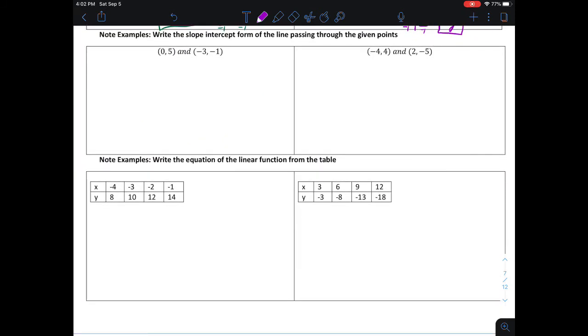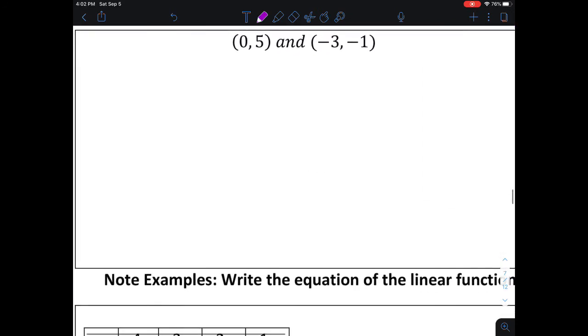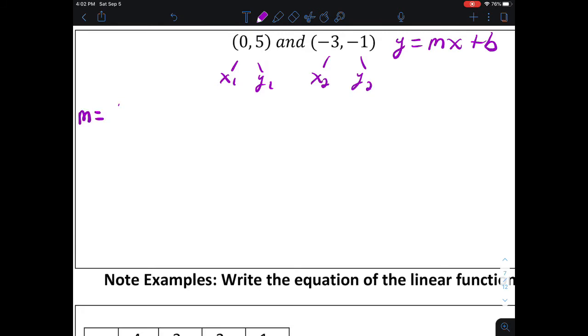Now, let's write the slope-intercept form of a line that passes through those points that were given. In order to write the slope-intercept form of a line, the form requires me to know the slope and the y-intercept. When I'm looking at this problem, to find the slope, I label my points as x1, y1, x2, y2, and determine the rise over run. So our slope, m, is equal to y2 minus y1 over x2 minus x1. And I'm going to plug in all of my information.